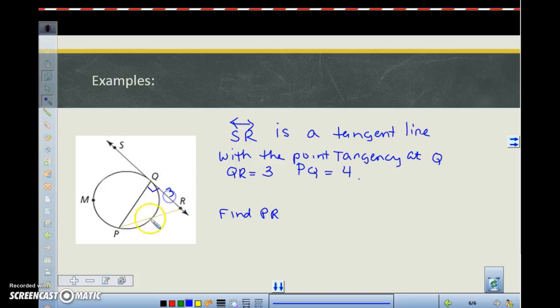QR is 3, and PQ is 4. Now, these are sides. I don't have any measures of arcs. I don't really have any angles except for the 90. Okay? So if we're looking for this other segment, we have a right triangle. How do you find the third side of a right triangle? Good. Pythagorean theorem. Excellent.